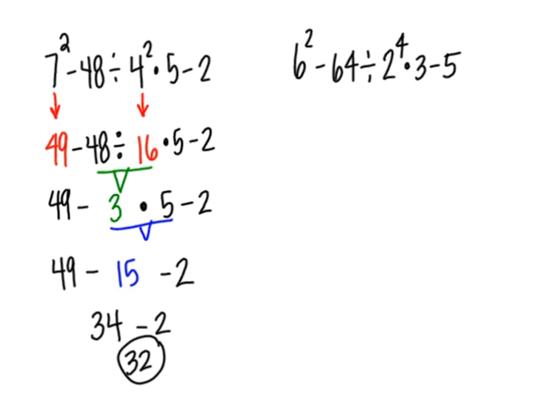Okay, number 19 works exactly like it, so I'm going to go a little faster through it. I'm sorry, I said number 19, but that was the answer. Let me start back over. For the third problem on your sheet, you see 6 squared minus 64 divided by 2 to the fourth times 3 minus 5. Exponents come first in this case, so 6 squared is 36, and 2 to the fourth is 2 times 2 times 2 times 2, which would give me 16. Everything else I'm just going to recopy.